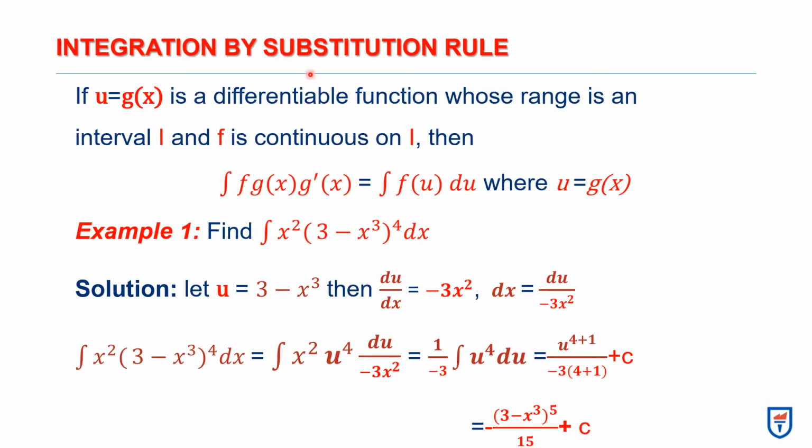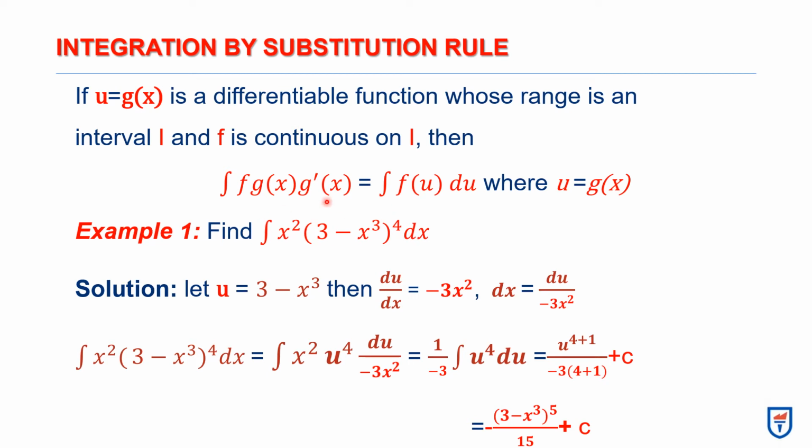Let's now look at the integration by substitution rule. If u is equal to g of x is a differentiable function whose range is an interval I and f is continuous on I, then the integration of f of g of x times g prime of x dx is equal to the integration of f of u du, where u is equal to g of x. So, for example, when we have an example that is saying find the integral of x squared times 3 minus x cubed to the power 4 dx.